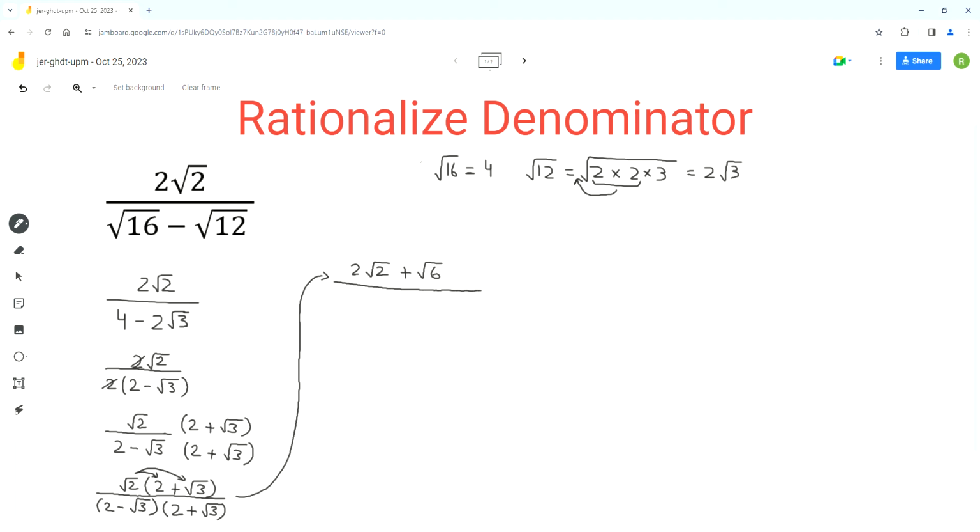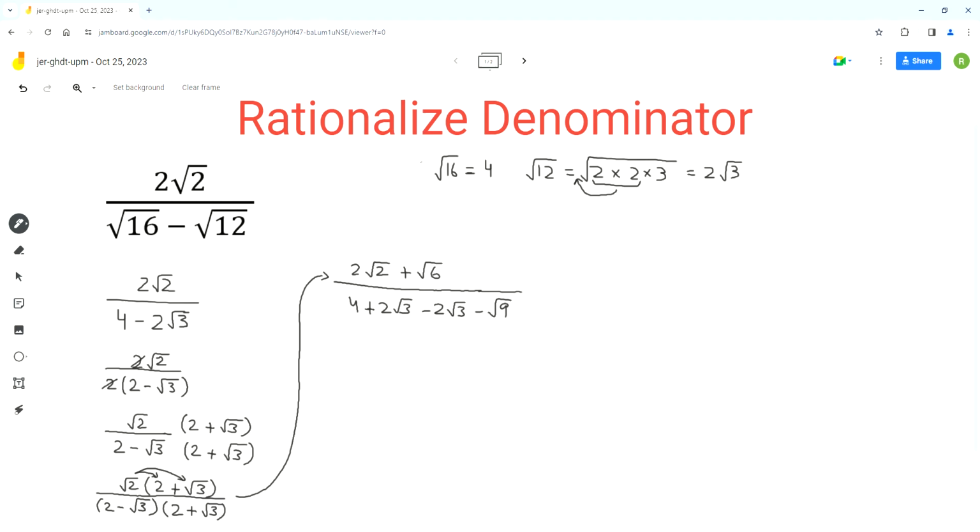Now in the denominator, we'll have to use the FOIL method. So we'll distribute the terms. So first we'll do 2 times 2, which is 4, and then 2 times plus square root 3, which is plus 2 square root 3, and then we do negative square root 3 times 2, which is minus 2 square root 3. And lastly, we'll do negative square root 3 times positive square root 3, which is minus square root of 9. Now we can cancel out the terms in the denominator.